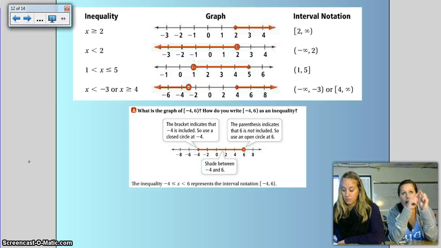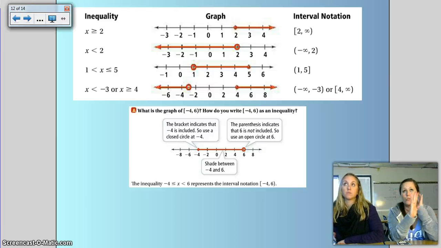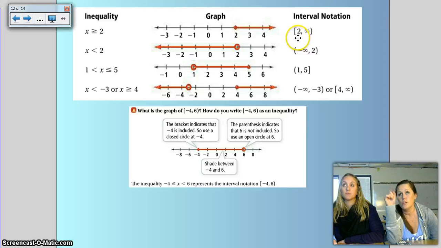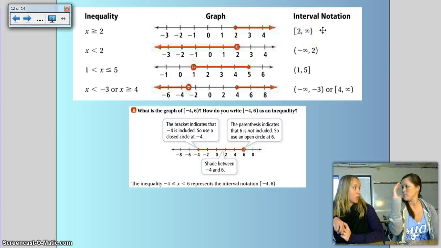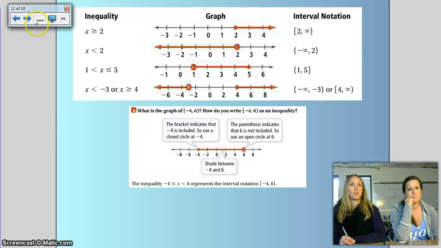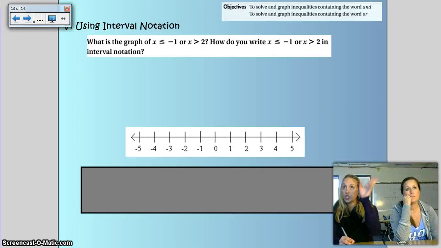Look at the very first one. X is greater than or equal to 2. Closed dot at 2, shade right. Then they did 2 with the bracket, and it goes forever to the right to positive infinity. And since it goes on forever, infinities will always have a parenthesis. So let's look at a couple. Go back to that sheet if you need to.